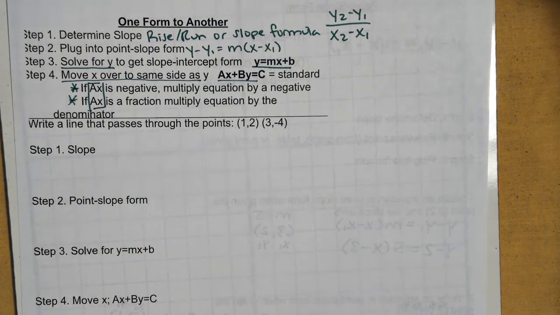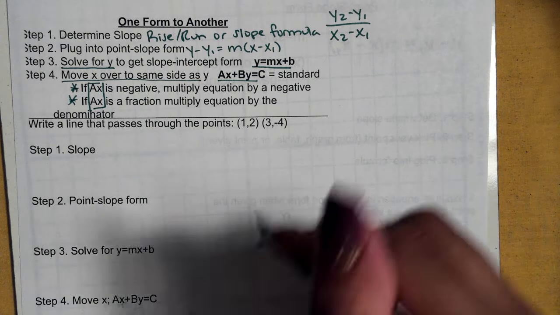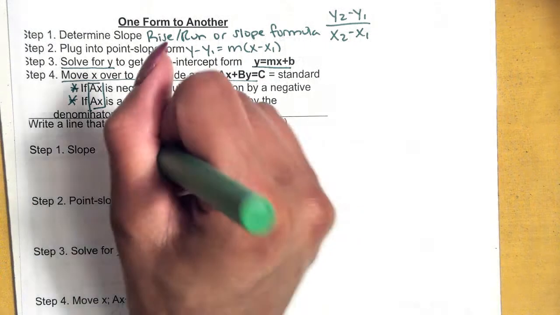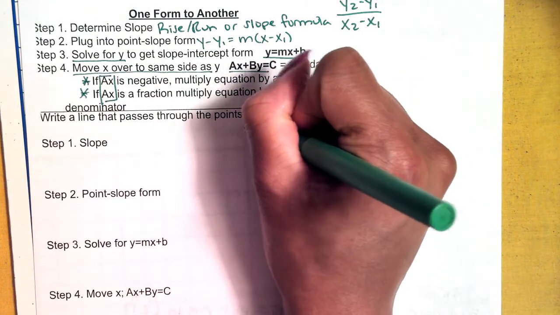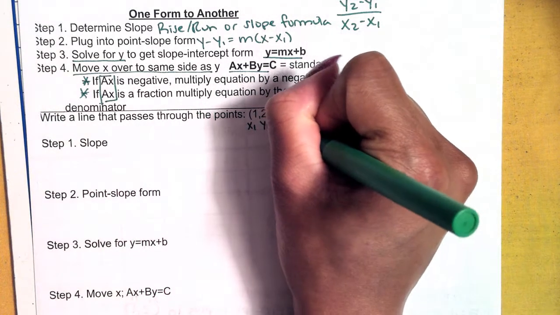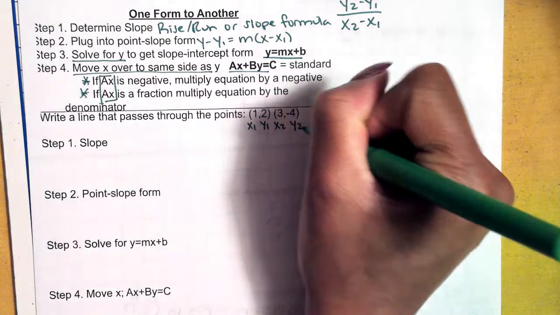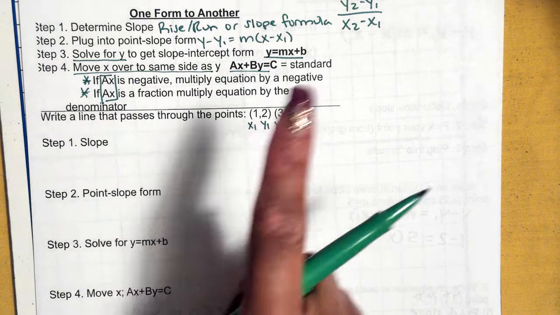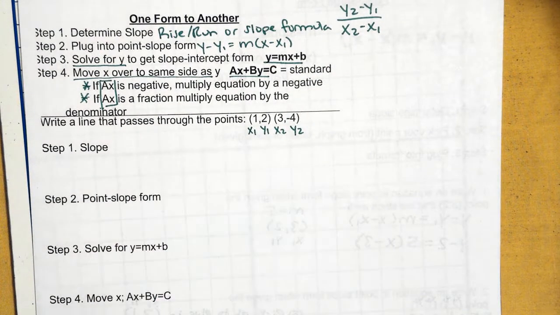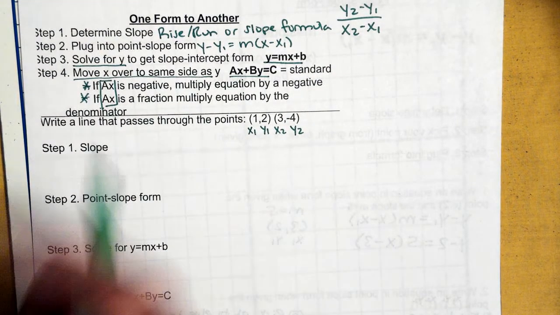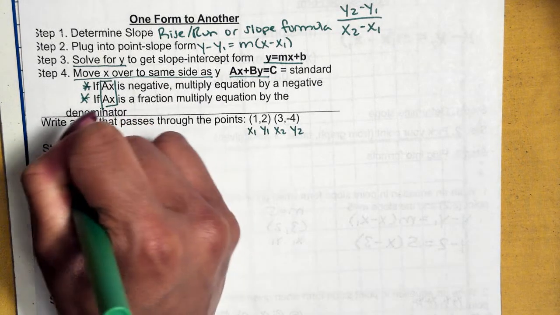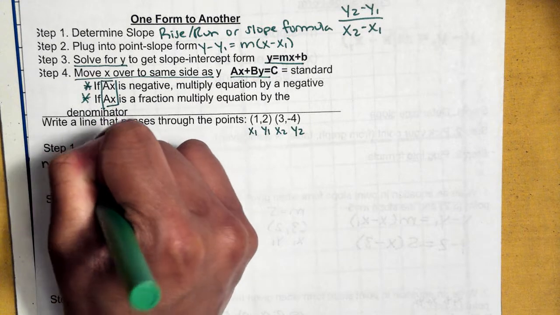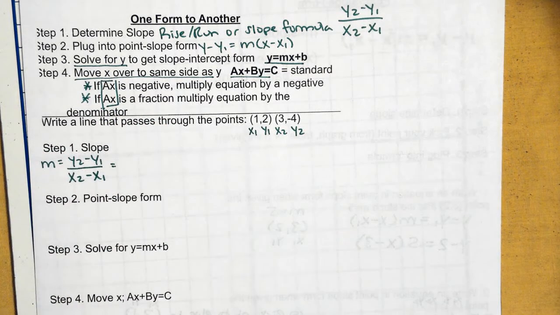So it says write a line that passes through the points 1, 2 and 3, -4. And so let's label what those points are. So we have 1 is x1, 2 is y1, 3 is x2, and negative 4 is y2. And so since we're given 2 points, I'm going to use the slope formula to find my slope. So m equals y2 minus y1 all over x2 minus x1. And I'm going to go ahead and plug in my values.